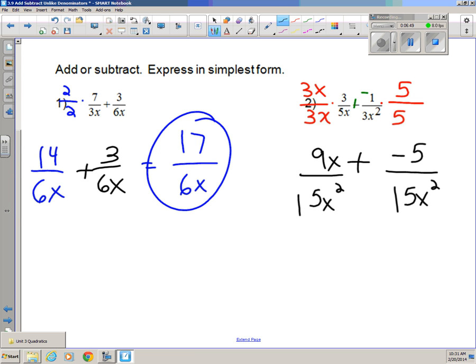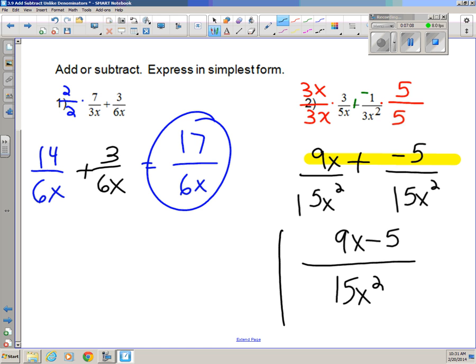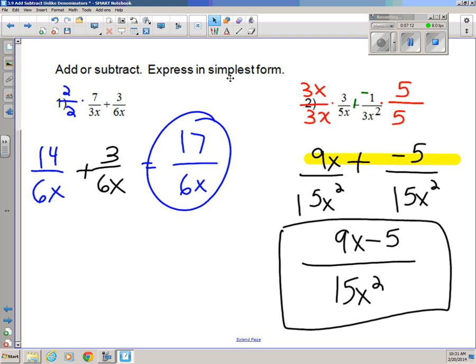And now all I need to do is combine like terms. Well, my numerators are not like terms to begin with. I can't add them like I did on the other one, so I can't combine them. So really what ends up happening is this is just going to stay as 9x plus negative 5, or 9x minus 5 over the common denominator, 15x squared. That's your final answer. There's nothing else you can do. You can't factor that numerator any further.